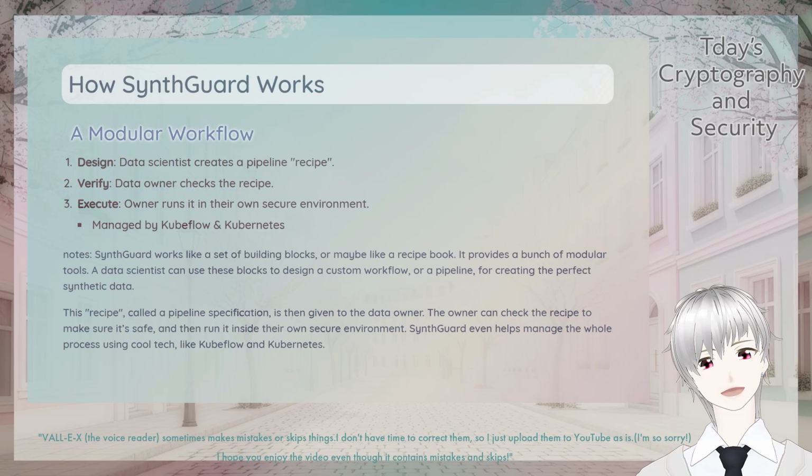SynthGuard works like a set of building blocks, or maybe like a recipe book. It provides a bunch of modular tools. A data scientist can use these blocks to design a custom workflow, or a pipeline, for creating the perfect synthetic data. This recipe, called the pipeline specification, is then given to the data owner. They can check the recipe to make sure it's safe, and then run it inside their own secure environment. SynthGuard even helps manage the whole process using tools like Kubeflow and Kubernetes.